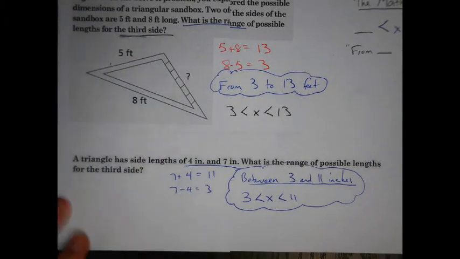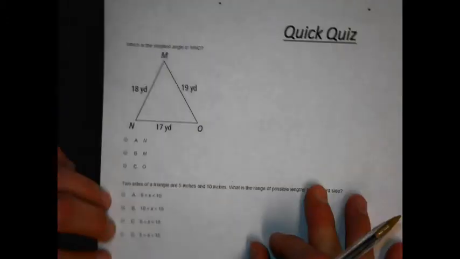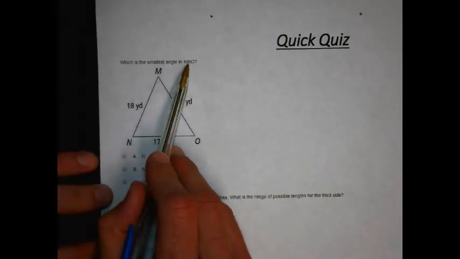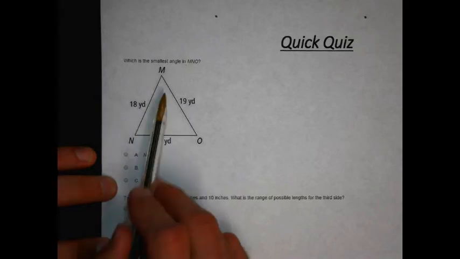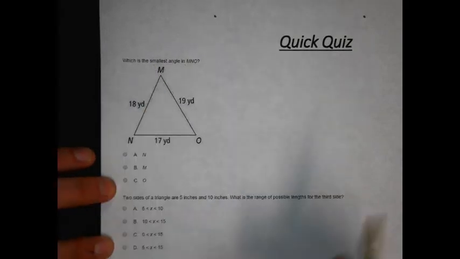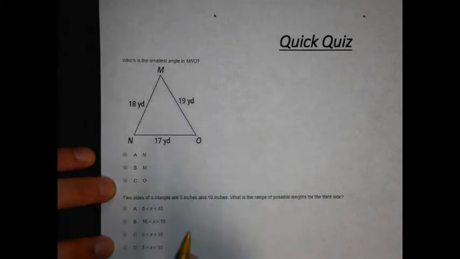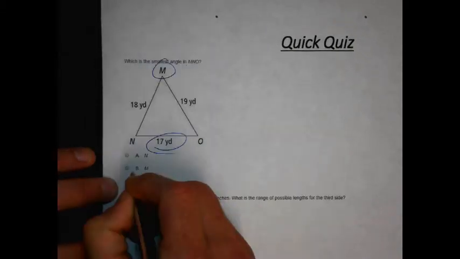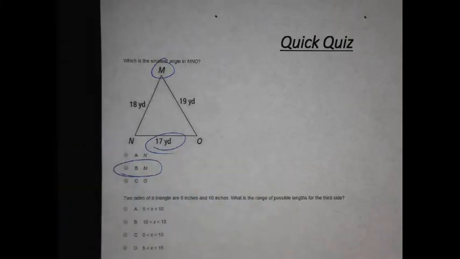Cool? Cool. Quick quiz. All right, so let's look at this top diagram. It says, which is the smallest angle in MNO? So we have this diagram here. We have MNO. And we have lengths. And we're looking for the smallest angle, which is going to be opposite the smallest side, which is 17. So angle M is your smallest angle, right? Piece of cake.